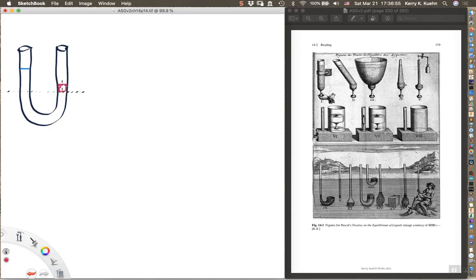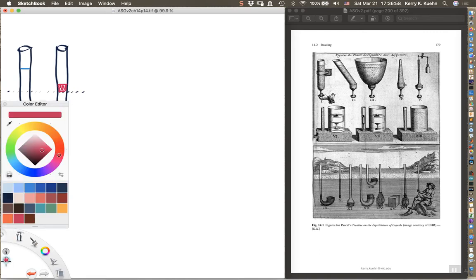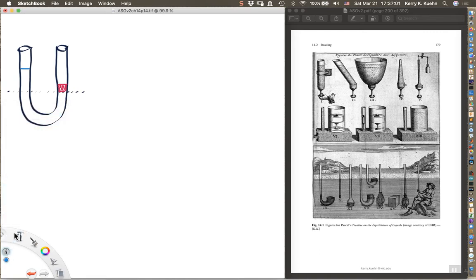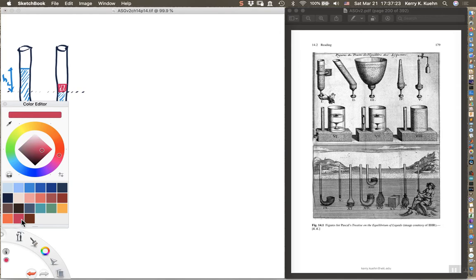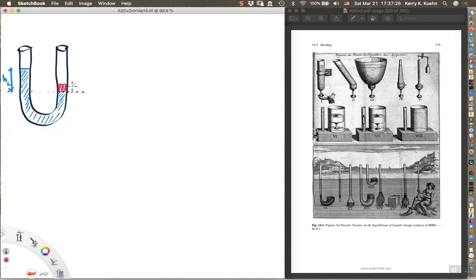But if we have mercury on the right-hand side and water on the left-hand side, we're going to find that the water level on the left side ends up being higher than the mercury level on the right side. So we'll have this height of water. So this is the height above this suggestive line, the height on the left-hand side. And on the right, we'll have this height on the right-hand side. So what is the relationship between the height on the left and the height on the right?